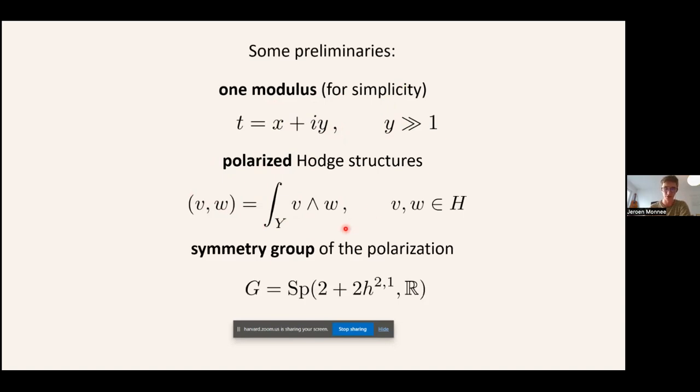And finally, I will introduce the symmetry group of this polarization. These are just the transformations that leave this invariant. And in the standard Calabi-Yau threefold setting, this will just be the symplectic group. And so in particular, in the one modulus case, where h^{2,1} is 1, this is just Sp(4). So you can just think of very concrete groups in the back of your mind.